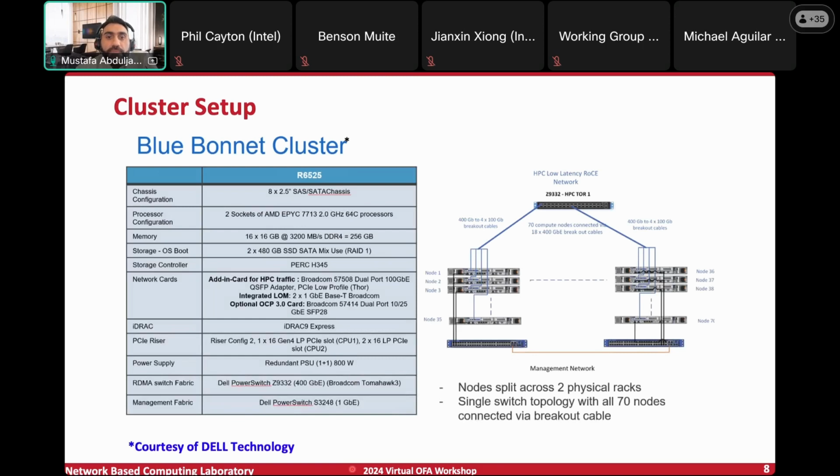Additionally, for the CPU runs, we leverage the Dell Bluebonnet cluster, which features dual-socketed AMD EPYC CPUs, each having a 64 core processor, over 2 sockets. So that's a total of 128 processes. Whenever we say 128 ppn, that is referring to a full subscription scenario. The nodes are split across 2 physical racks to simplify the scenario, and we have a single switch topology where all of these 70 nodes are connected through breakout cables.